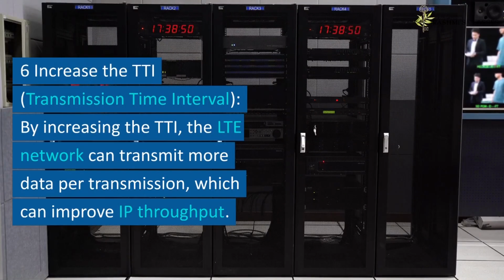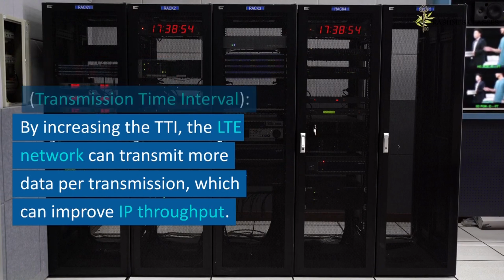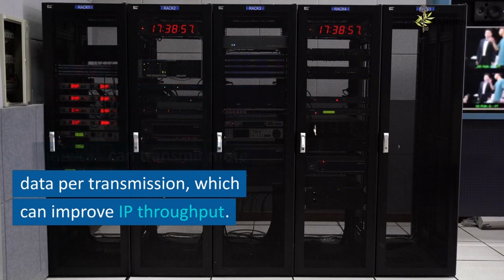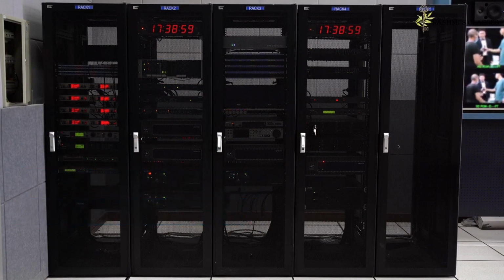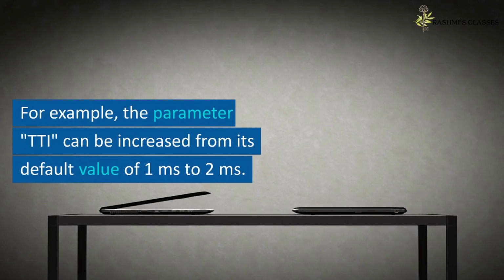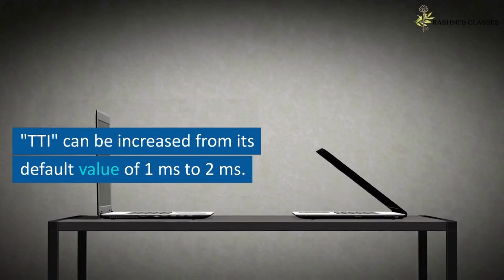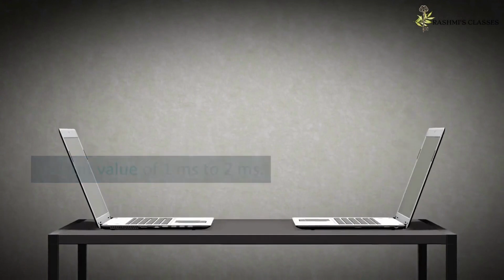6. Increase the TTI, transmission time interval. By increasing the TTI, the LTE network can transmit more data per transmission, which can improve IP throughput. For example, the parameter TTI can be increased from its default value of 1 millisecond to 2 milliseconds.